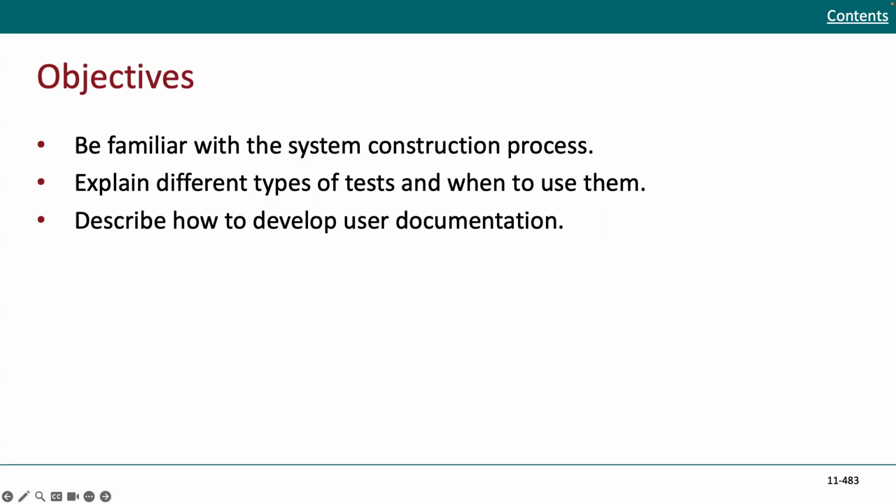Several different types of documentation will also be designed and written during this part of the system development lifecycle. So we're going to focus on three things here. We want to be familiar with the system construction process. We want to explain the different types of tests and when to use them. And finally, we want to describe how to develop the user documentation.